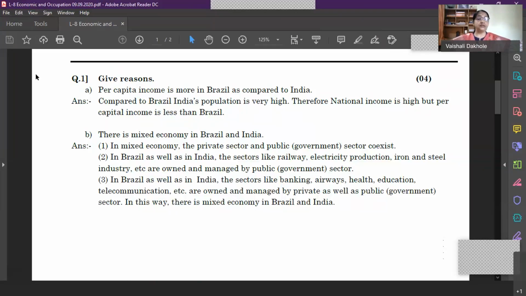Now let's proceed to the next question, and that is, there is mixed economy in Brazil and India. Yes, that is a similarity. As I have told you, there are many differences, but there are many similarities in both the economies. India and Brazil, both the countries, have a mixed economy and it is a developing economy. When we see the types of economies in the world, we know that there is the mixed economy, there is socialist economy, and there is, just a minute.